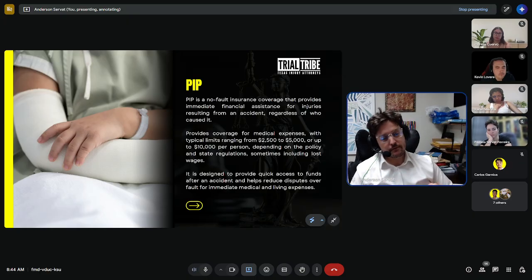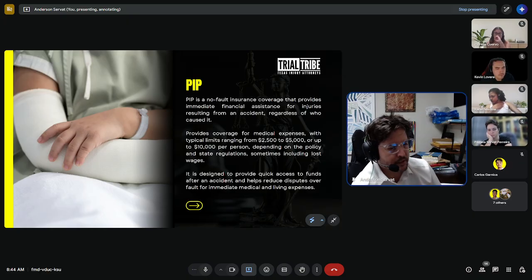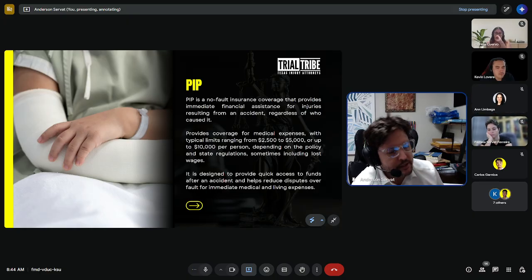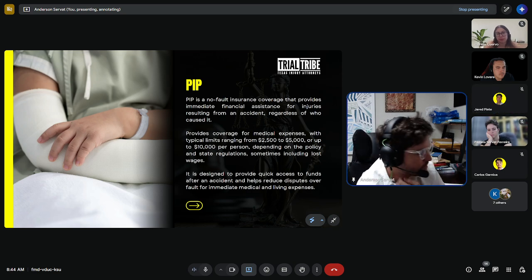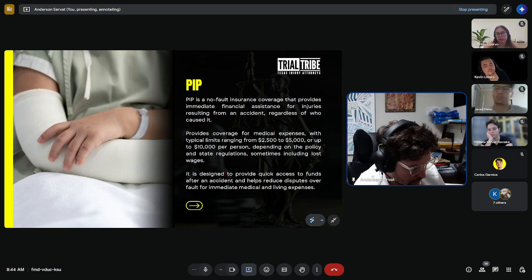So like I said, if we have a client with 2,500 of coverage and the bills are already 5,000, just send a letter, request the PIP check, and they're going to send the check and you just put it in the settlement, receive it and forget about it. Why do I do that?